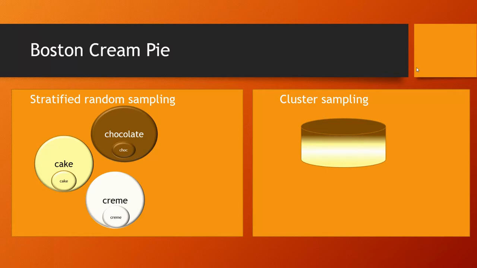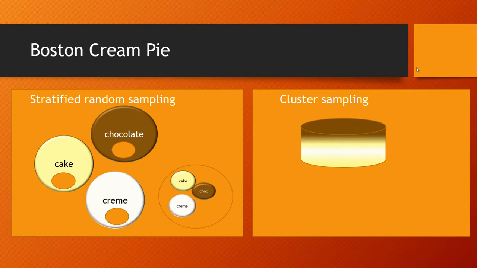It's got cake and then a layer of cream and a layer of cake and then chocolate, okay? So for a stratified random sample, I would divide the chocolate, the cake, and the cream out. And then I would take a little bit of chocolate and a little bit of cake and a little bit of cream from each group, and then that would become my sample.